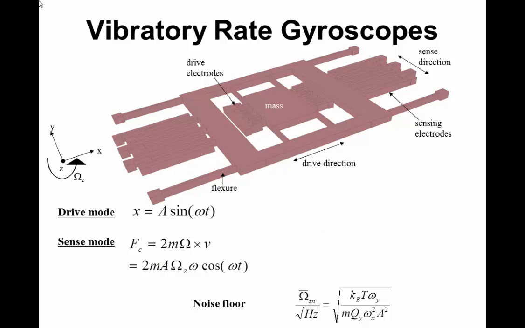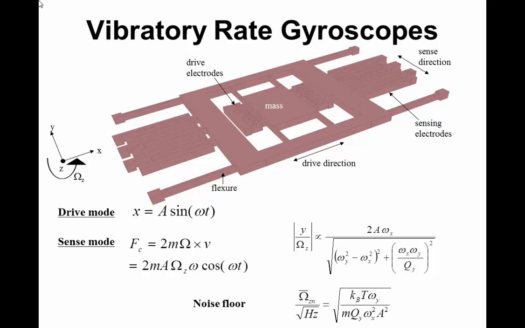So this of course, you can go through the early implementations are usually open loop implementations where you didn't actually close the loop around the sense direction. And in that case, for an open loop resonator, you can go through the standard force to displacement transfer function to come up with an expression for sense mode displacement as a function of rotation rate. And it's related through the scale factor here.